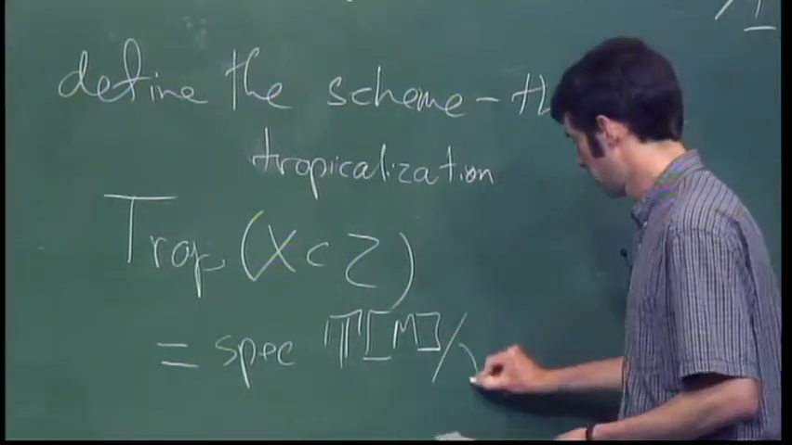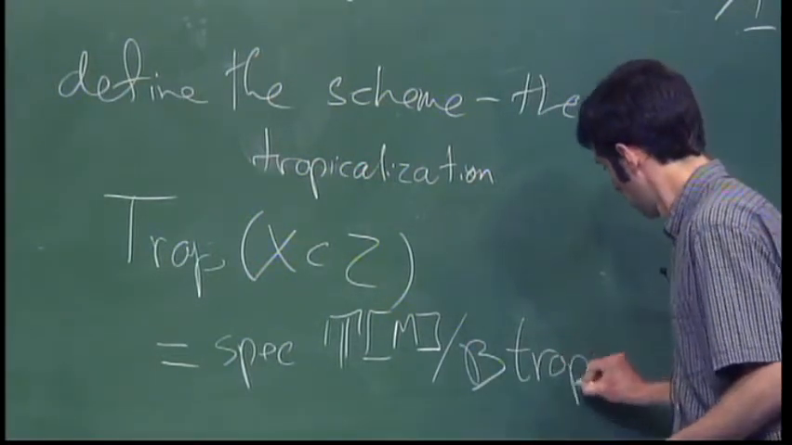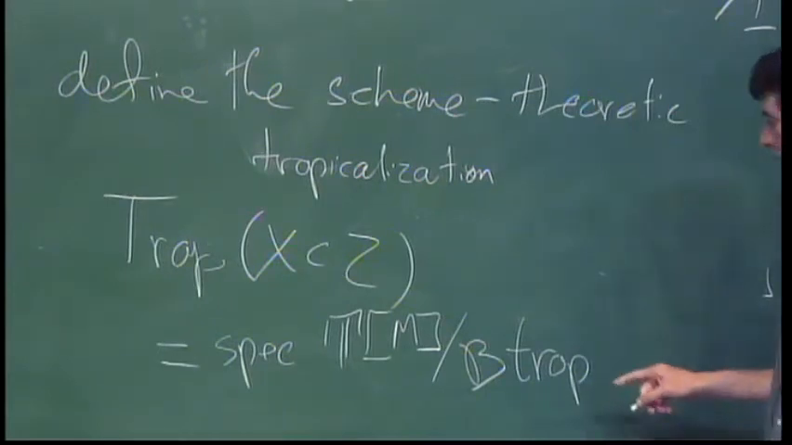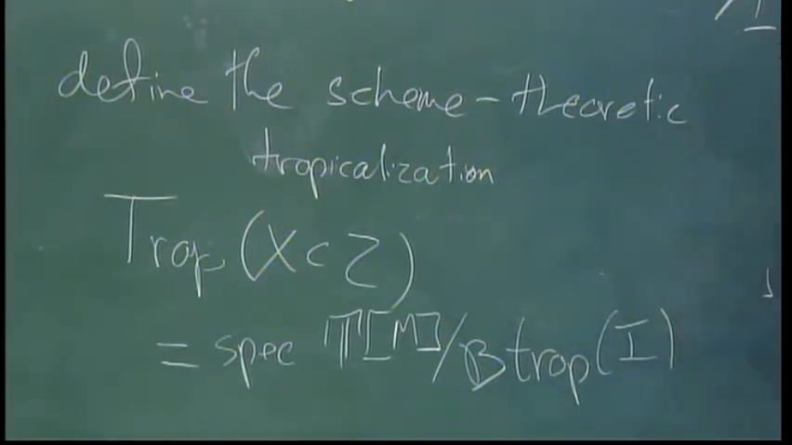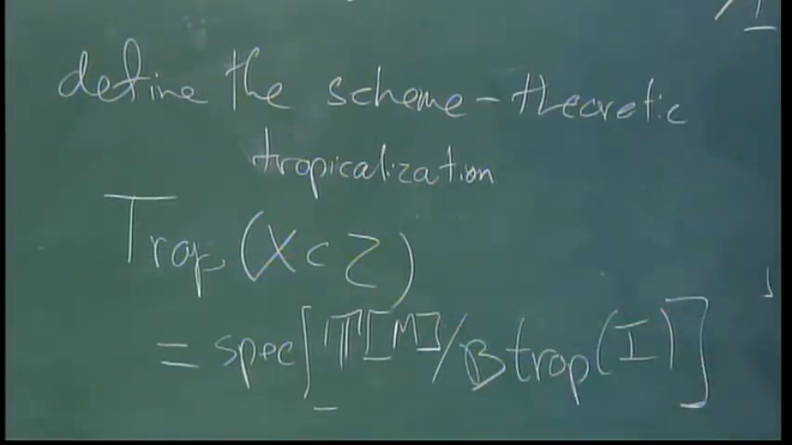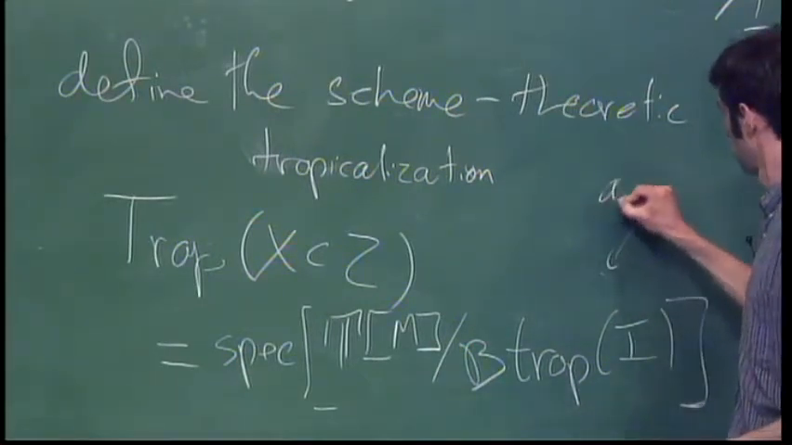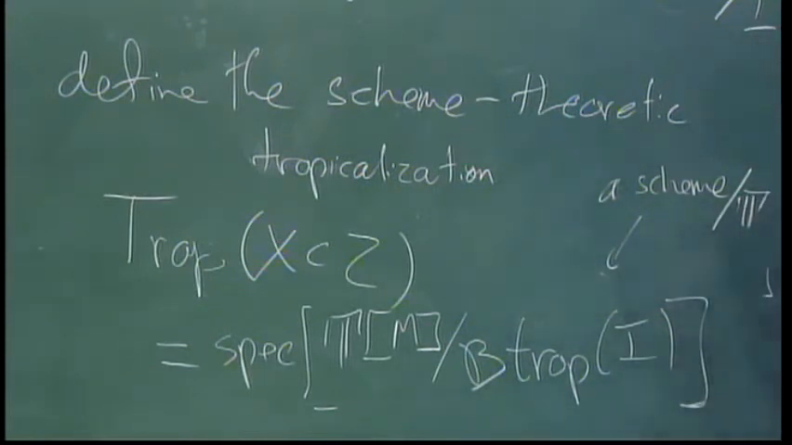The quotient is I apply the bend relations to every single element in the tropical ideal given by tropicalizing my classical ideal. So this is spec of this semi-ring here. So this is a scheme over T. It's an affine scheme over T.